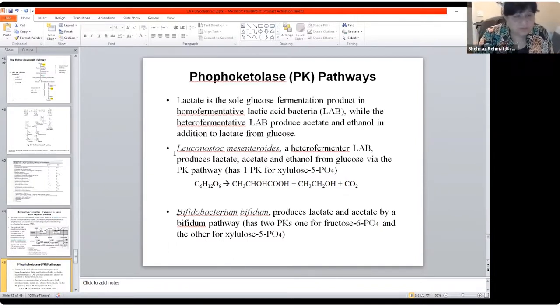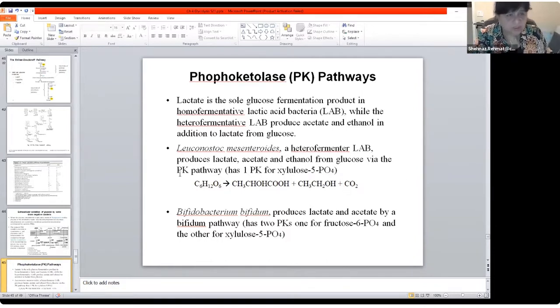Okay, so what does it do? Leuconostoc mesenteroides is a heterofermenter lactic acid bacterium. That means it not only produces lactate from your glucose, but it also produces acetate and ethanol through a special pathway, which we will call the PK pathway. So it has one PK for the xylulose 5-phosphate. So you're going to go from glucose to xylulose and then into your acetate and ethanol.